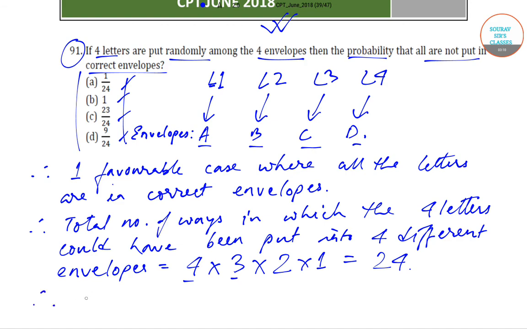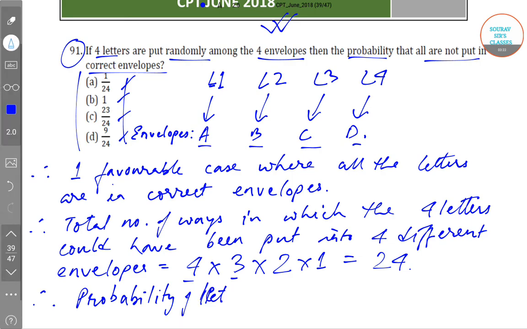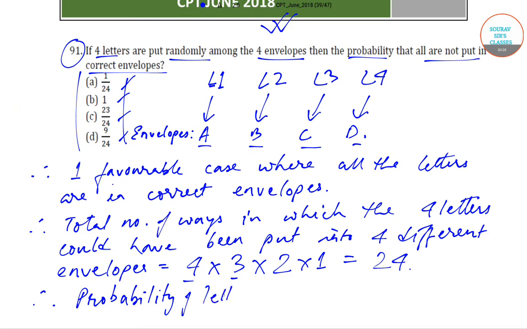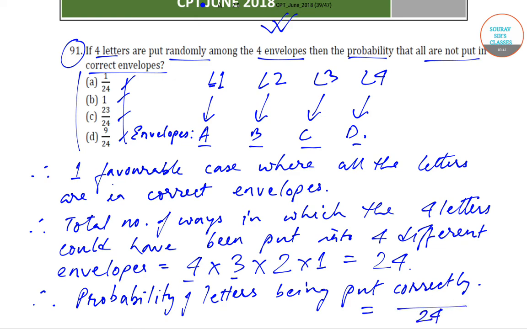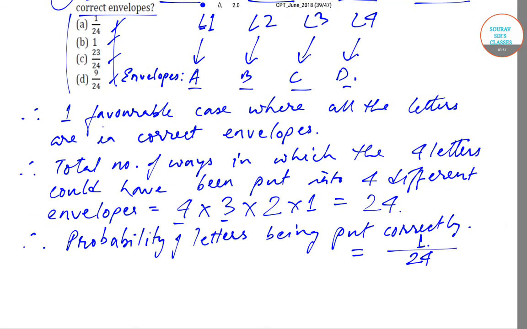So let me write it down correctly. Probability of letters being put correctly is equal to favorable cases over total cases. Total number of cases is 24, and the favorable case for the letters going into the correct envelopes is 1. One case only is there. So the probability is therefore 1 by 24.